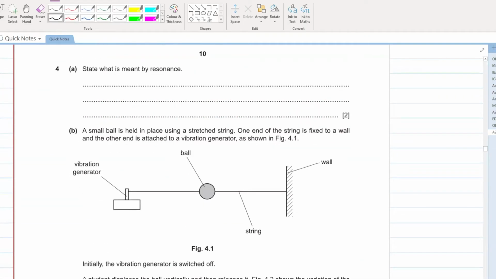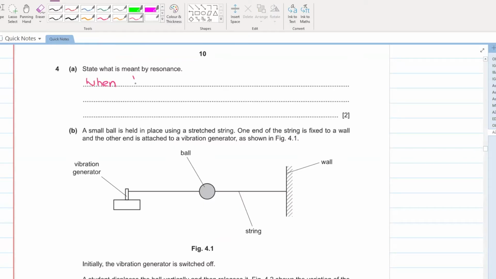State what is meant by resonance. What is meant by resonance? When driving frequency is equal to natural frequency, the oscillation of an object reaches maximum amplitude. How will you write the definition of resonance?